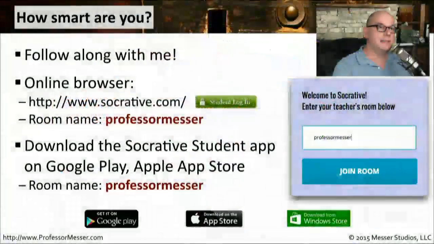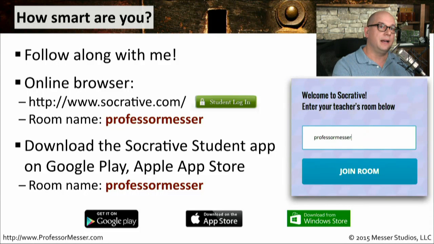Socrative is this. So you go to Socrative.com, go to the room name Professor Messer, ProfessorMesser. And then there's also apps. You can put an app on your phone, on your Chrome browser. There's an extension or a plugin, I guess they call that.